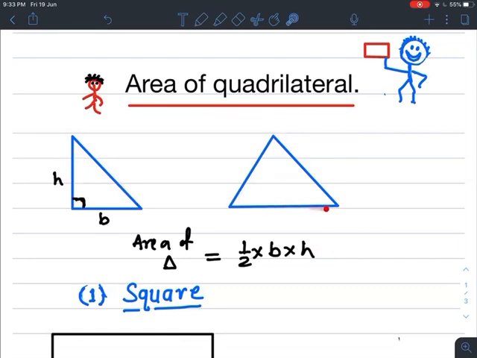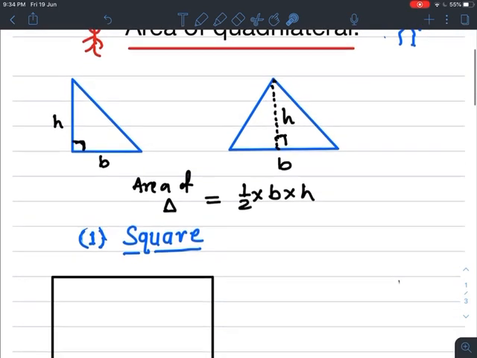Now, if we observe, this is an acute angle triangle. Here I will write this is the base. For this base, from the opposite vertex we can draw the height, let it be H. So, how to find the area of this triangle? It is equal to the same, half into base into height. So, in this way we can find the area of a triangle.